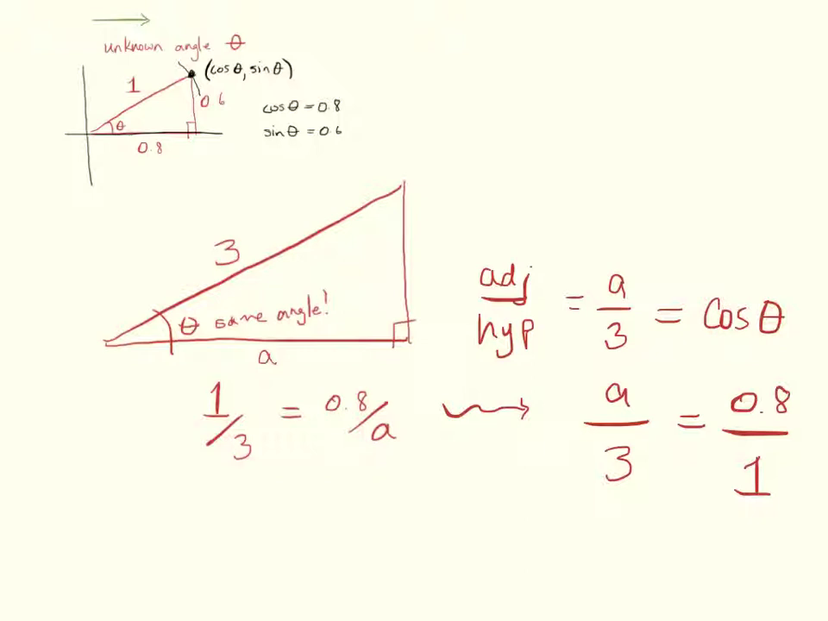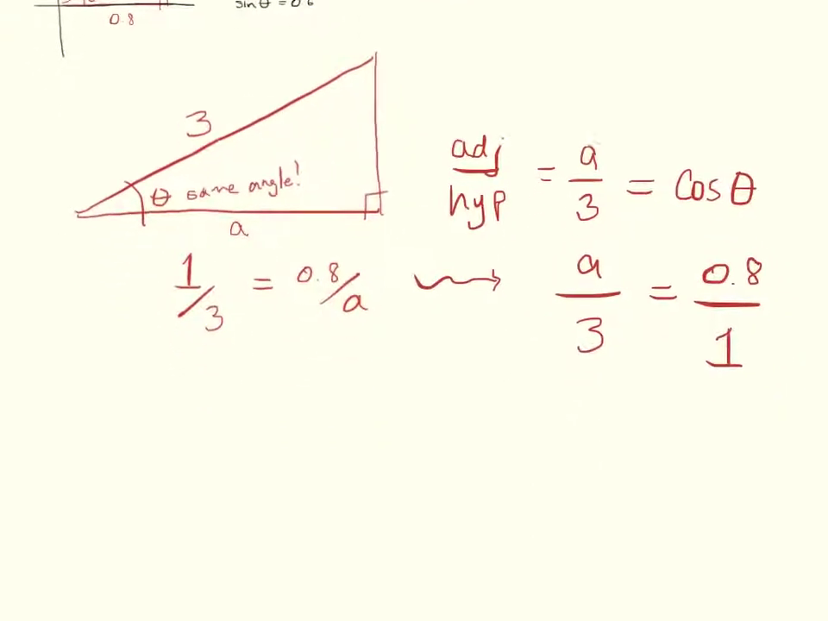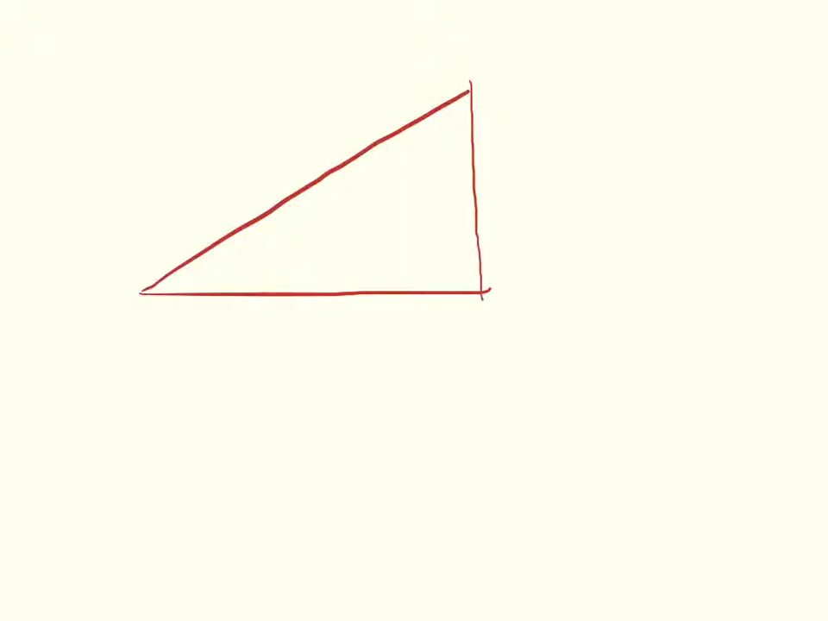Let's do the other one. Of course, I did it for cosine, and the same would work for sine. Let's call this A, B, and C. If this is theta, I'll do sine theta for this one. So sine theta equals B over C. This is the SohCahToa version.